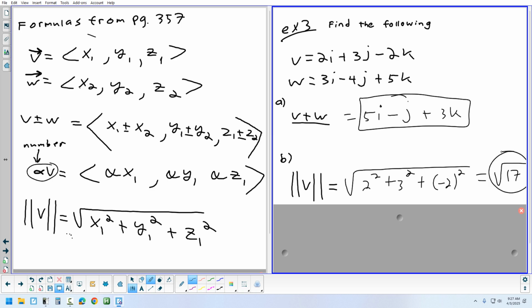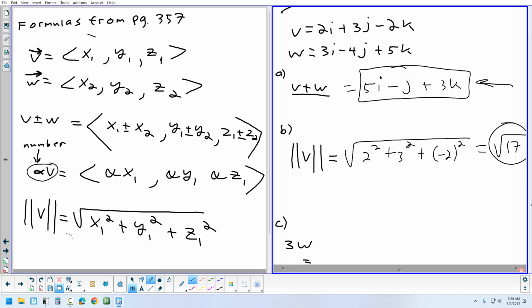Okay. Is that answer a vector or a number? Yeah. Number. That's a number. When you find magnitude, you're not finding a vector. You're finding the length of a vector. Okay? It's just a number. This is a vector. Okay? So it's still important to remember what you get when you do different operations. Adding vectors, subtracting vectors, scaling vectors, all results in a new vector. Finding magnitude results in a number.